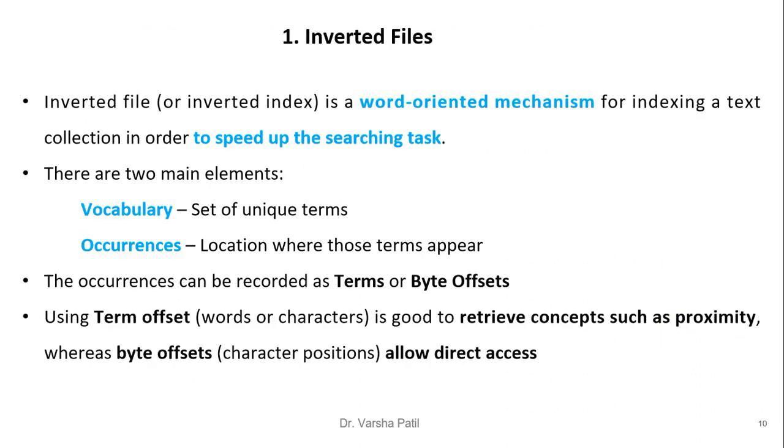Inverted files. An inverted file or inverted index is a word-oriented mechanism for indexing a text collection in order to speed up the searching task. There are two main elements: vocabulary, that is the set of unique terms, nothing but keywords, and occurrences, that is the locations where those terms appear. The occurrences can be recorded as term offsets or byte offsets. Using term offset, that is word or character, is good for retrieving concepts such as proximity, whereas byte offset, that is character position, allows direct access. The example will make it clear how we build the inverted file using term offset and byte offset.